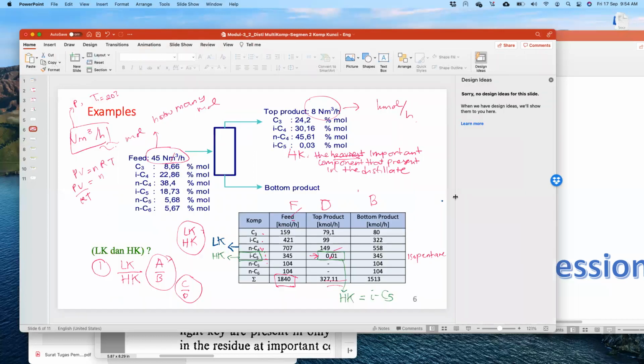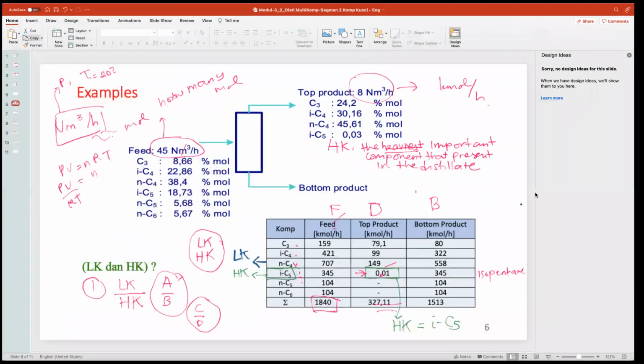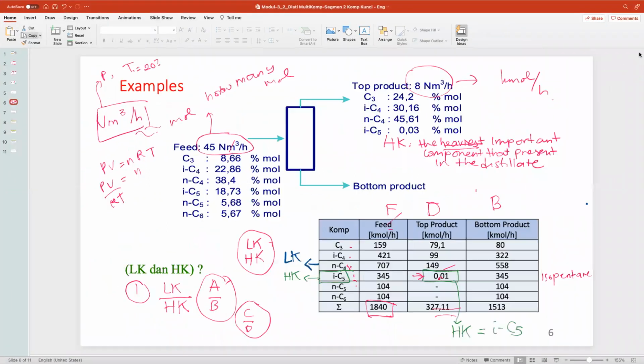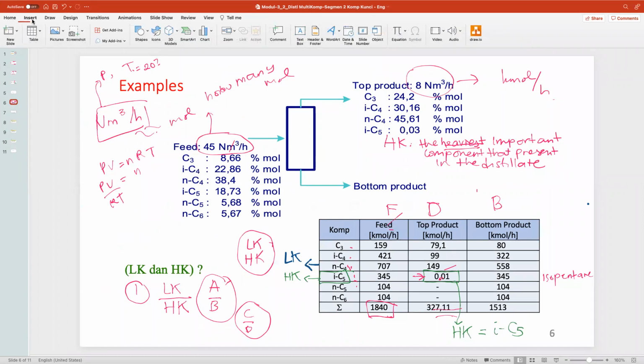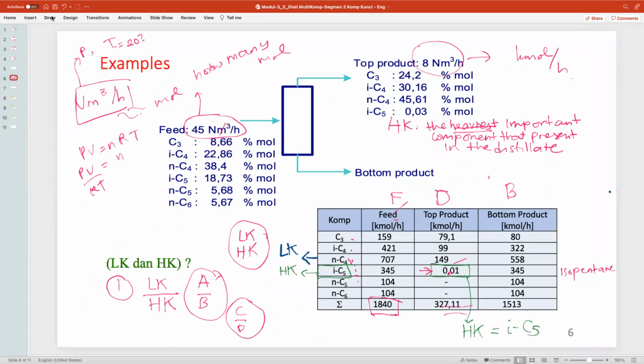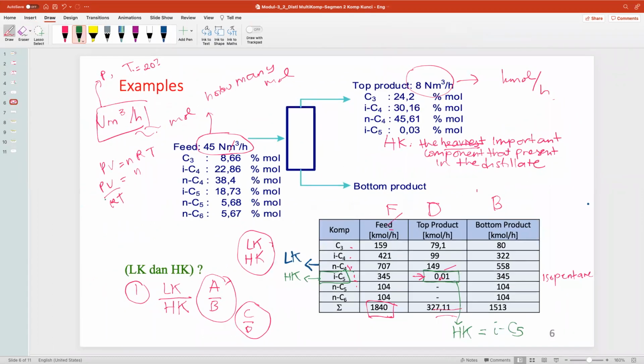Okay, so a very good question, Kevin. The way we choose the L key and H key will determine the top product and the bottom product that we get. If we calculate, for example, if I want the L key to be IC4, yeah?